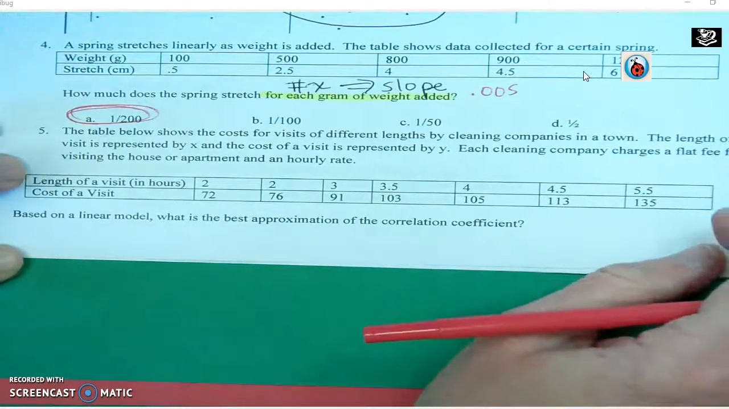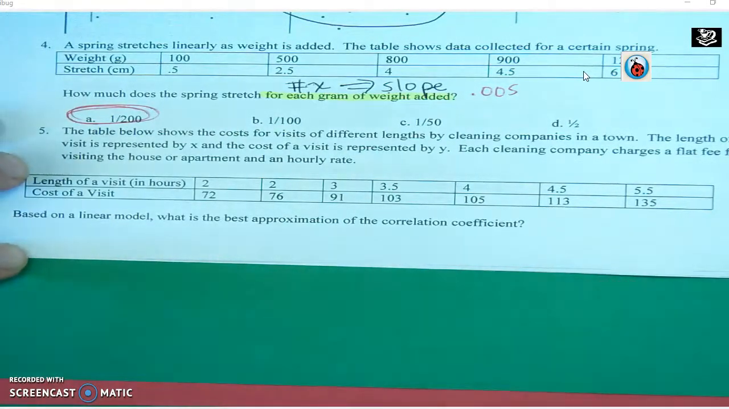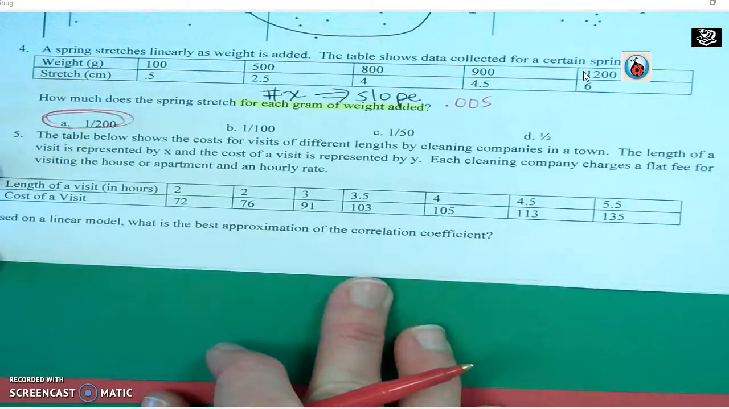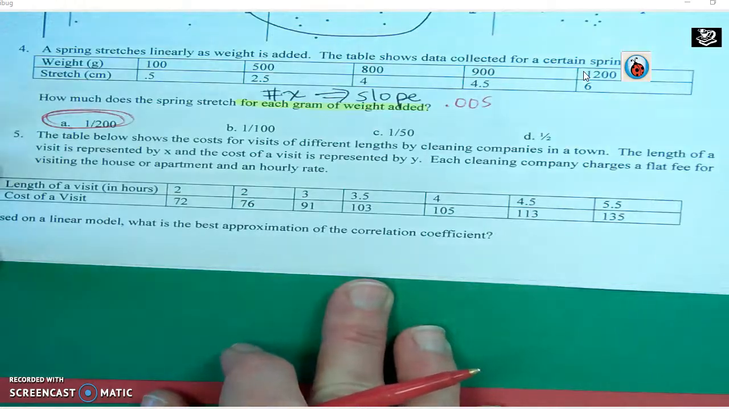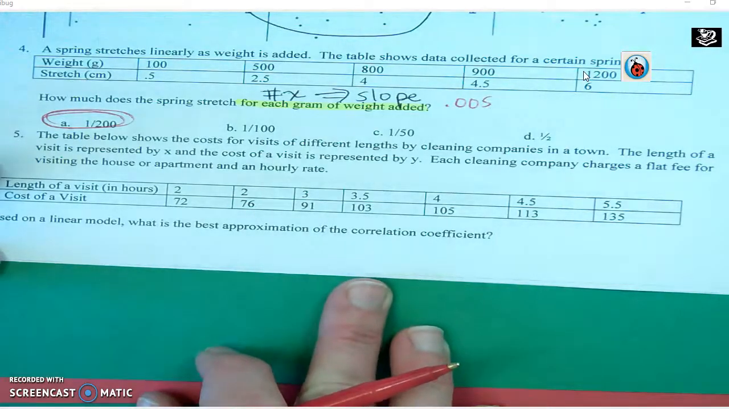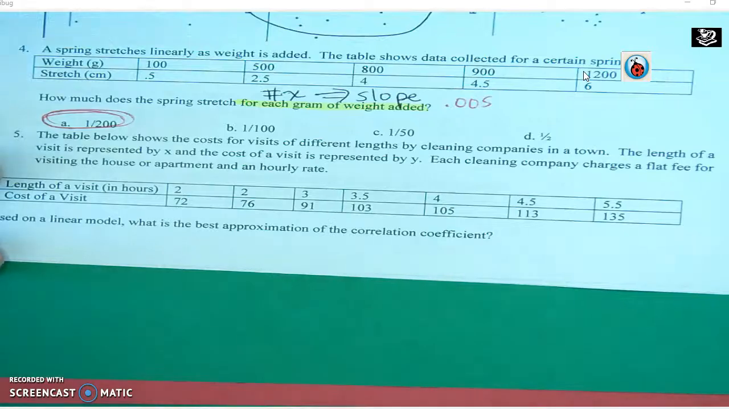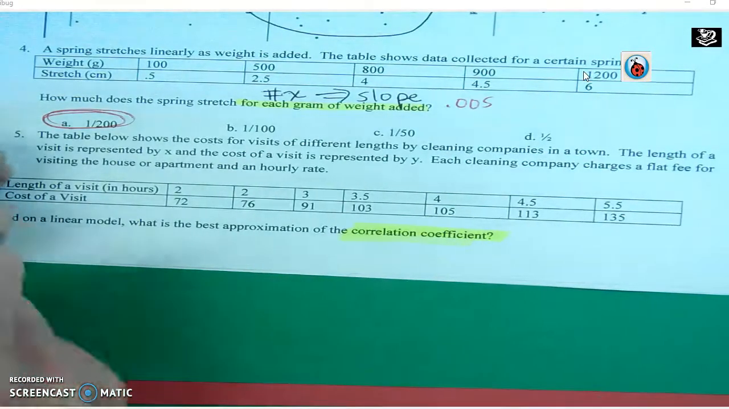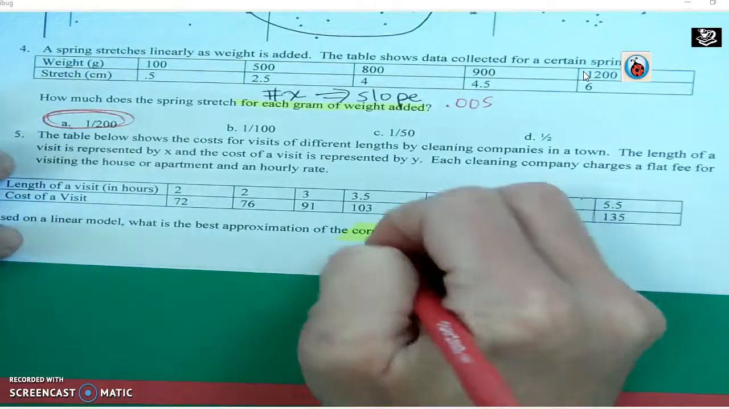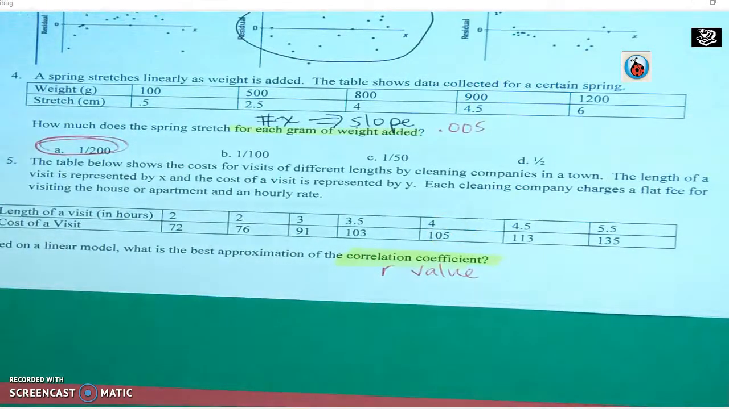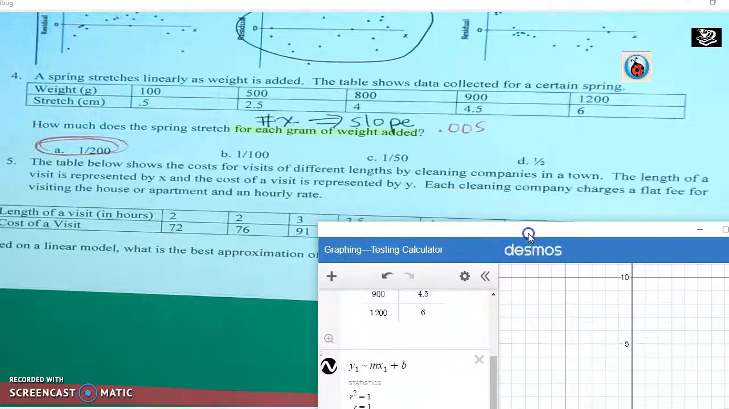Number 5, the table below shows the cost for visits of different lengths by cleaning companies in town. The length of a visit is represented by X. The cost of a visit is represented by Y. Each cleaning company charges a flat fee for visiting the house or apartment at an hourly rate. Based on a linear model, what is the best approximation of the correlation coefficient? Correlation coefficient is your R value. So once again, you need to type it in Desmos to find your R value.